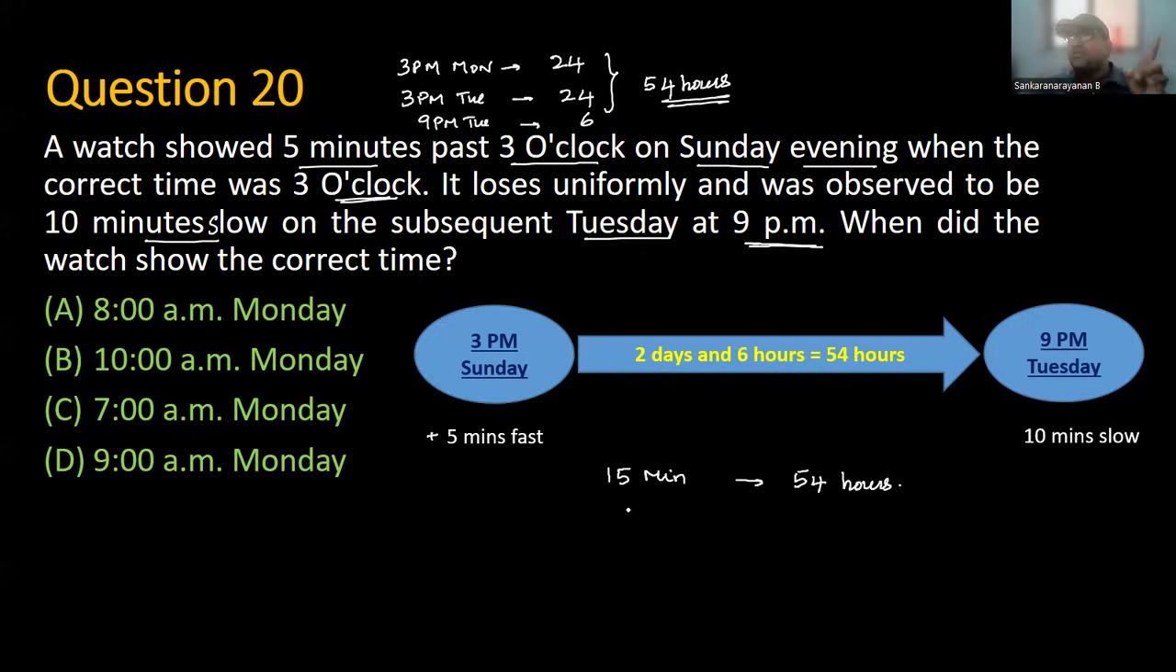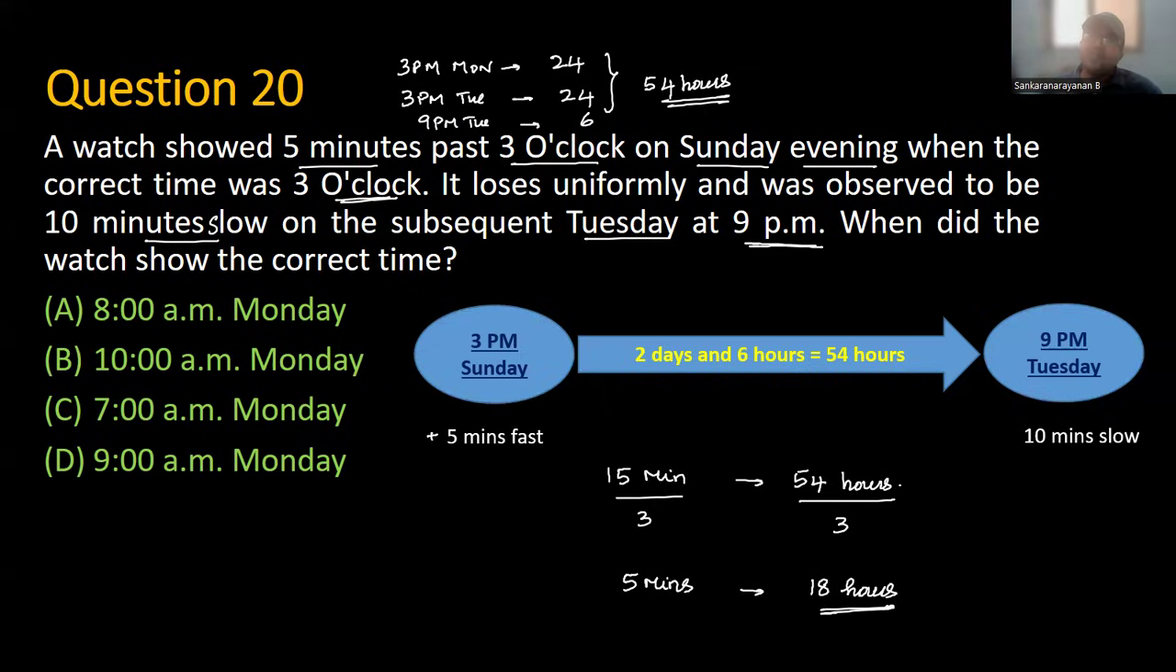So I can see that here the clock would have shown the correct time when it has just lost 5 minutes. So I am dividing the left-hand side and the right-hand side here by 3. I can see that the clock would have lost 5 minutes. 15 by 3 is 5. That corresponds to 54 by 3. I can say it would have lost 5 minutes in 18 hours.